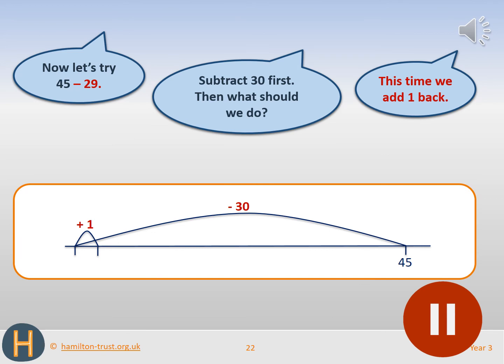Now let's try this question. 45 take away 29. The first step we want to do is subtract 30. Then what do you think we need to do? 29 is a near multiple of 30. This time we want to add 1 back. Pause the video and have a go at this question.